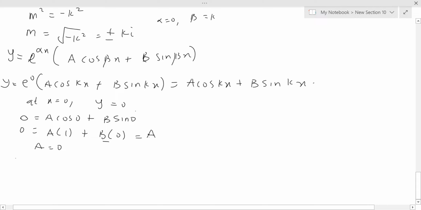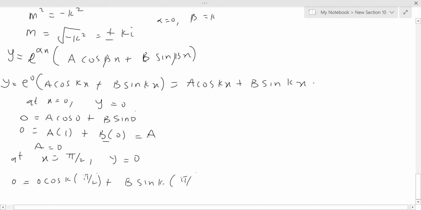So let's get the other one. Let's use the other boundary condition. At x equals pi over 2, y is equal to 0. So now you put 0 for y, then your a is already 0, then you get b sine k times pi over 2.